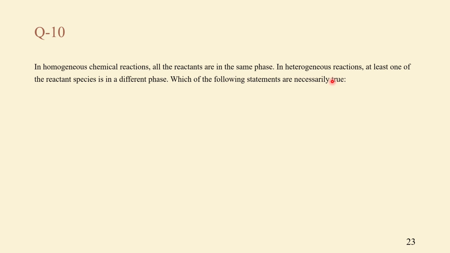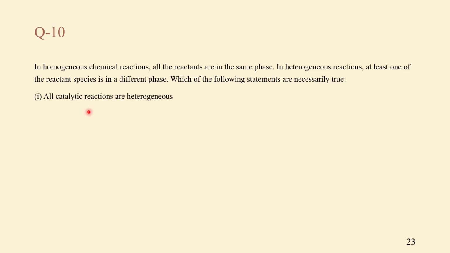So what is given? In homogeneous chemical reactions, all the reactants are in the same phase. In heterogeneous reactions, at least one species would be in a different phase. So which of the following statements is true?